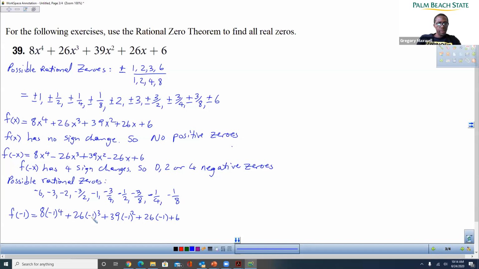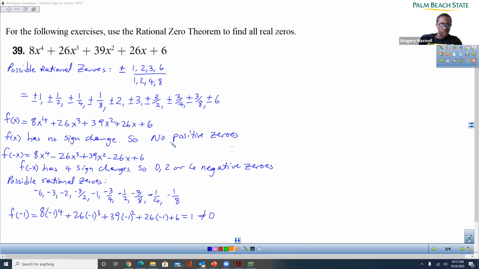That's 8 minus 26 plus 39 minus 26 plus 6. It's not going to give me 0 because we're adding a bunch of even numbers with an odd number. What does that give me? Answer is 1, which is not 0. So this is not a factor. All right?